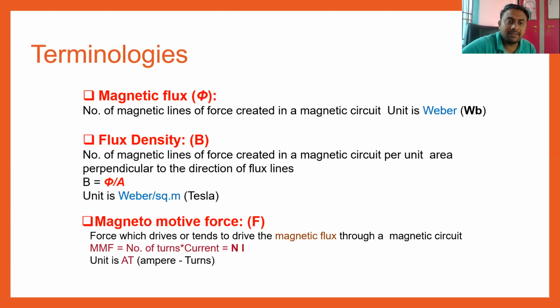The first one is magnetic flux. Magnetic flux is the lines of force created by the magnetic circuit. The unit is Weber, which we represent with Wb.